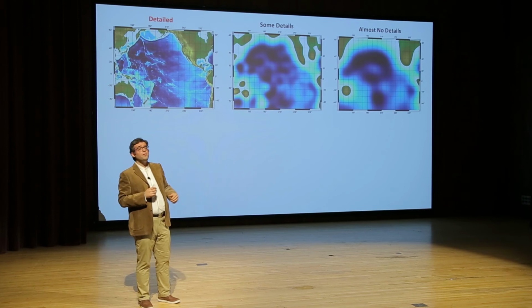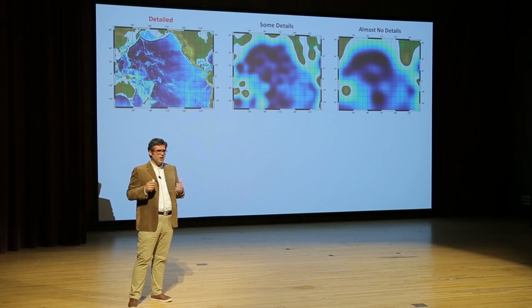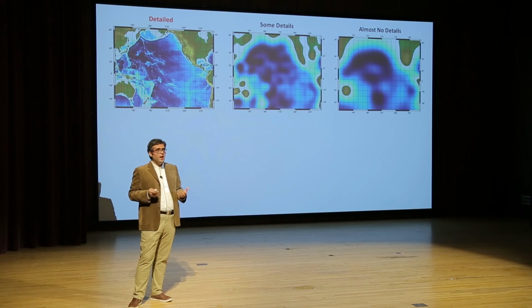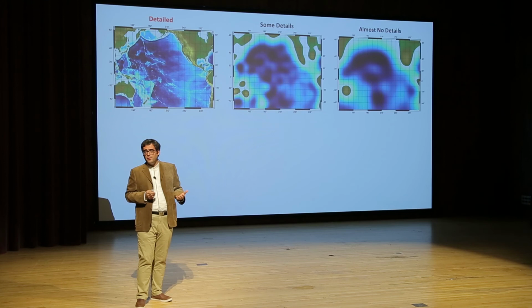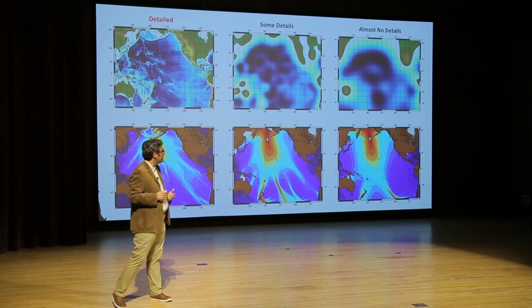In order to test this, I can prepare several versions of the same bathymetry. Here on the top left, you see the real deal. This is the detailed bathymetry map of the Pacific Ocean, the one that we saw before. And as you move to the right, I have removed some of the details from it. The one in the middle has some details, while the one on the right almost has no details. At each step, I can use my very same computer programs to simulate a hypothetical tsunami, let's say a tsunami in the Northern Pacific. And this is what I get.